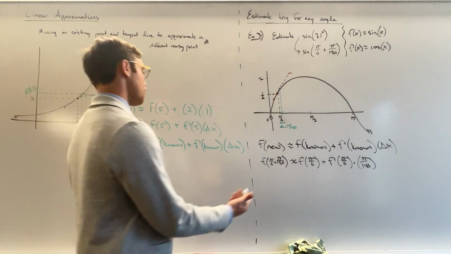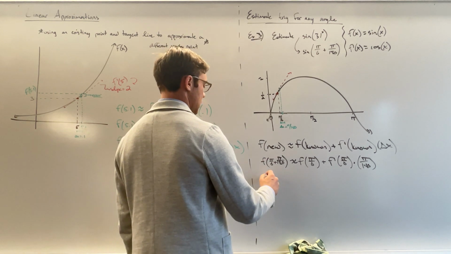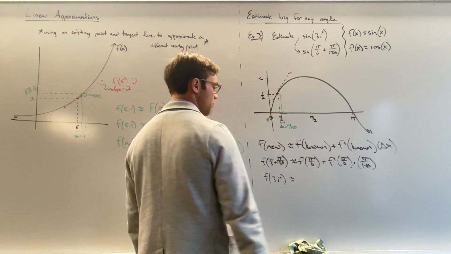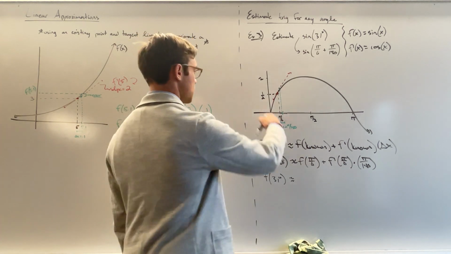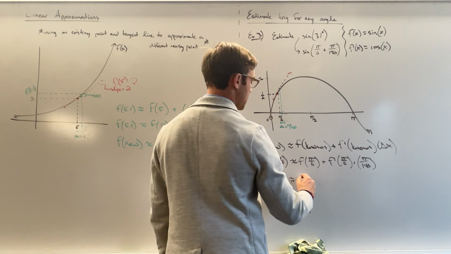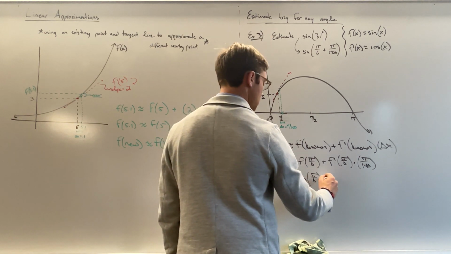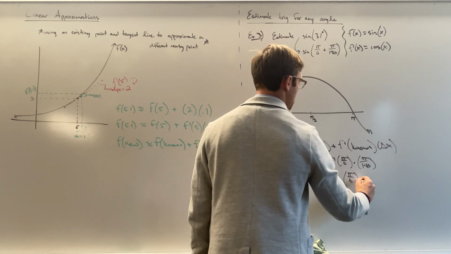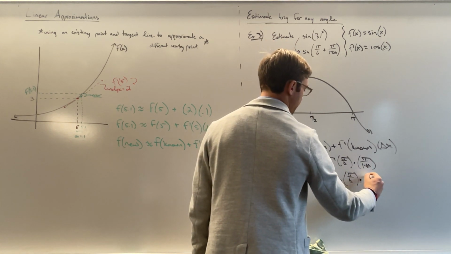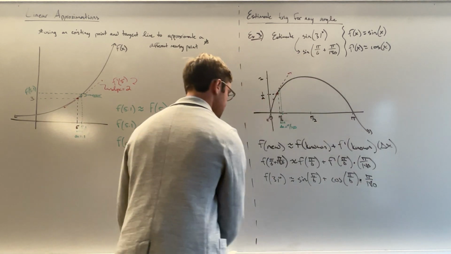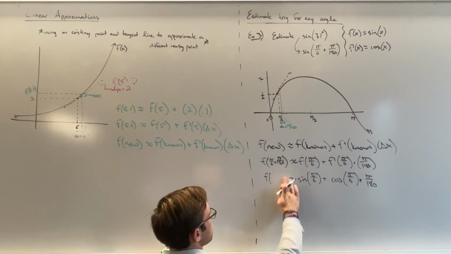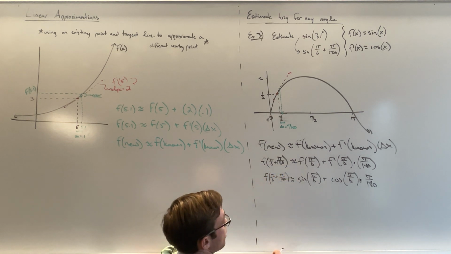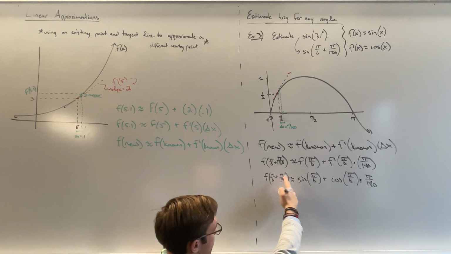Okay, and so from here, we can say f of, this is 31 degrees, right? So I'll just write it there. F of 31 degrees is approximately f of pi over 6, well, I'll write it out. Sine of pi over 6 plus cosine, because f prime is cosine. So cosine of pi over 6 times pi over 180. Okay, I'll put this as pi over 6 plus pi over 180, that's fine. All right, that's 31 degrees because it's 30 plus 1 degree.